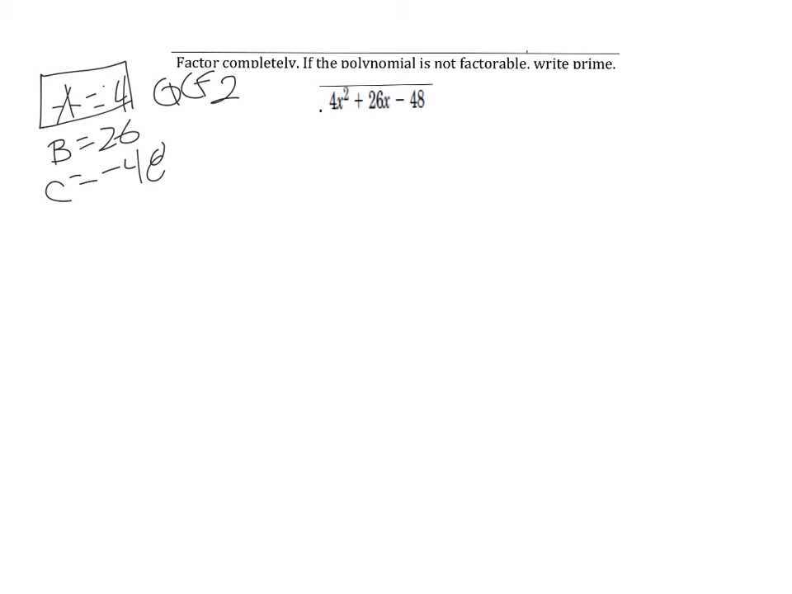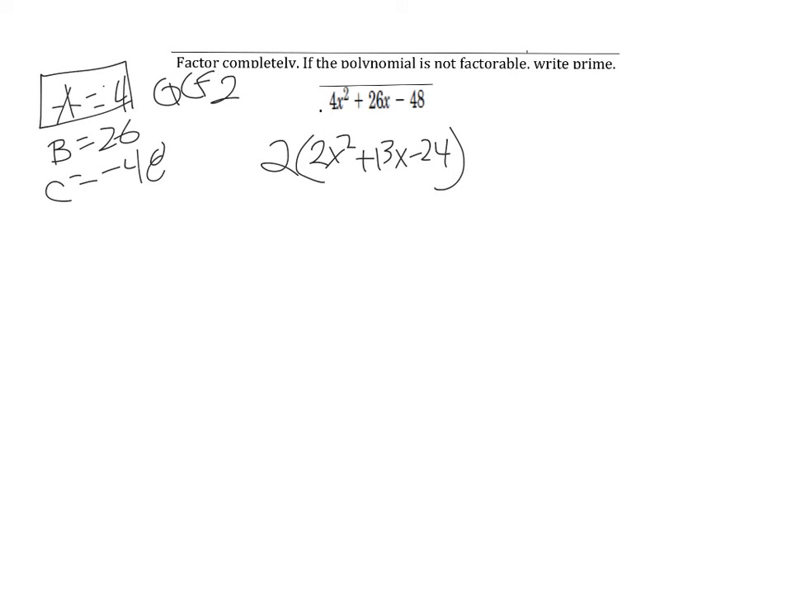Alright, so our GCF. If you remember how to work with GCF, I put the GCF, and then I'm going to go ahead and divide each of my terms. So 4 divided by 2 is 2, and that gives me x squared. And then 26 divided by 2 gives me 13, carry the x. And negative 48 divided by 2 gives me negative 24.